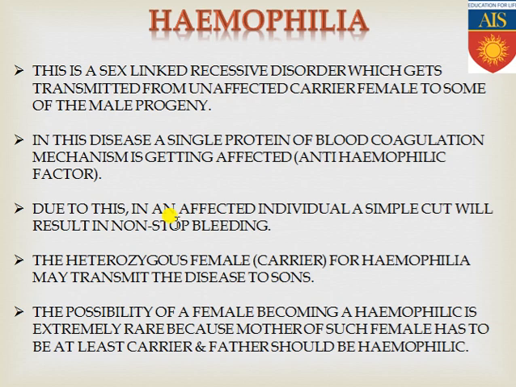Keep it in your mind, in the blood coagulation mechanism there is one protein, factor number 8, the anti-hemophilic factor. If that factor is not produced properly, the individual will suffer from hemophilia. Due to this, in an affected individual, if a simple cut happens, it will result in huge bleeding, and the bleeding will not stop. The heterozygous female, who is the carrier for hemophilia, may transmit the disease to her sons. Keep it in your mind, the heterozygous females are carriers of this disease. They are not affected, but when it is transmitted to their sons, obviously the sons will be affected.